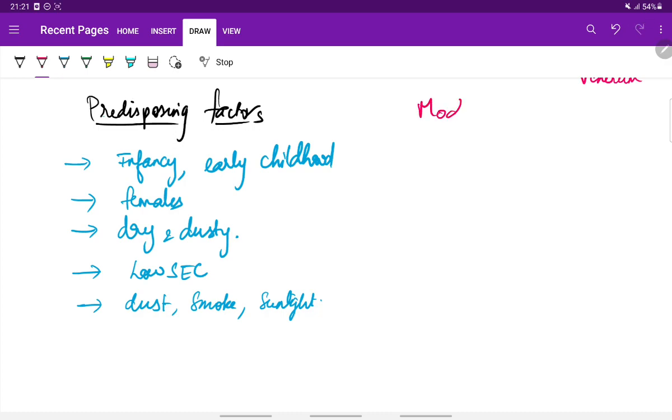Then the modes of spread. The spread can be direct, that is through airborne or waterborne, or it can be vector transmission through flies, or another mode is through material transfer, like sharing of towels, handkerchiefs, etc.